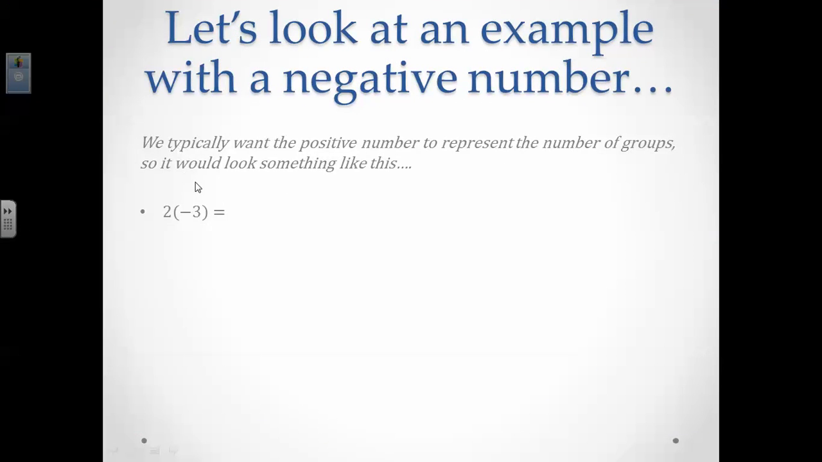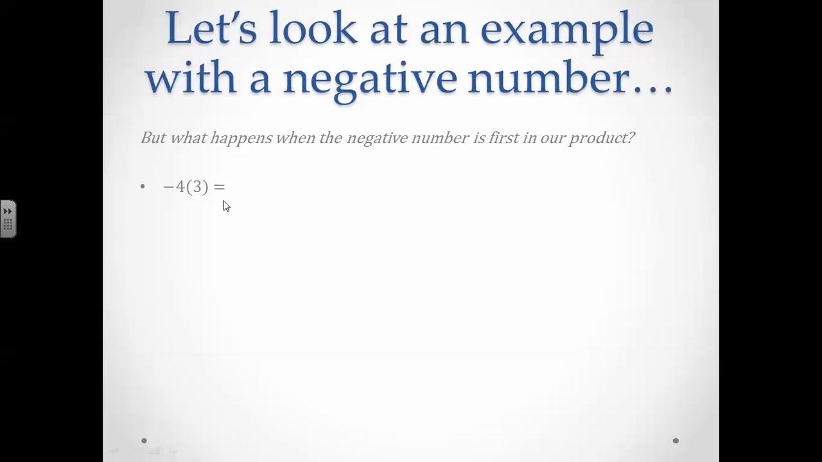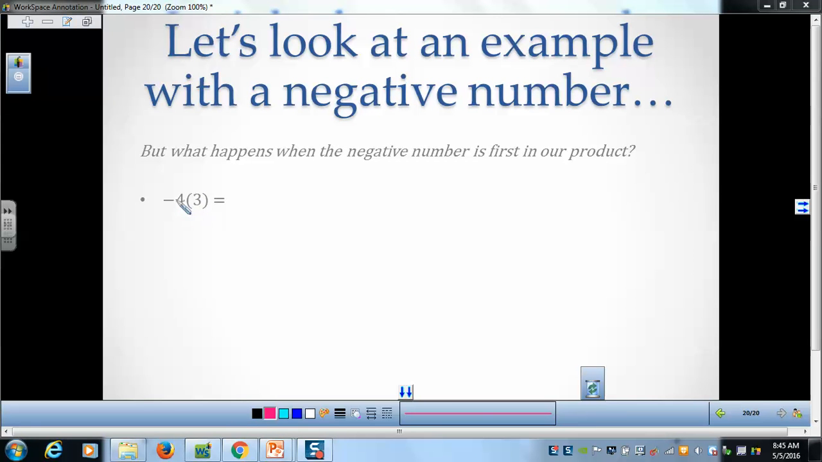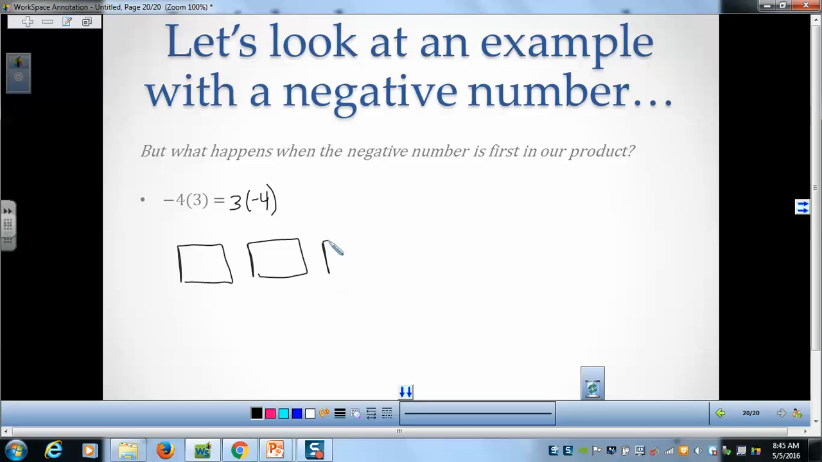All right, so now let's look at this example. What we want to do here, we have a negative number first. So we're going to use that commutative property. And so what we're going to do is put the positive number first and the negative number second. So that positive number really helps us with our number of groups. So we have 3 groups. So 1, 2, 3. And so in those 3 groups, we have 4 objects.